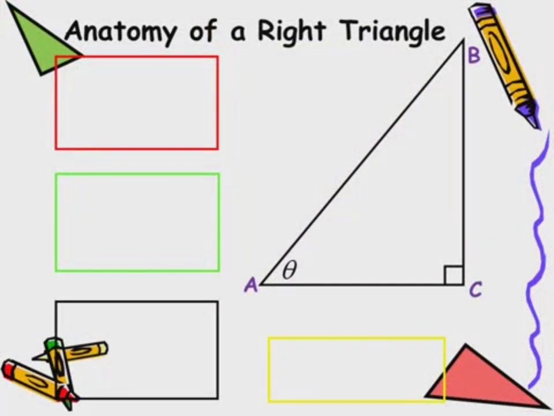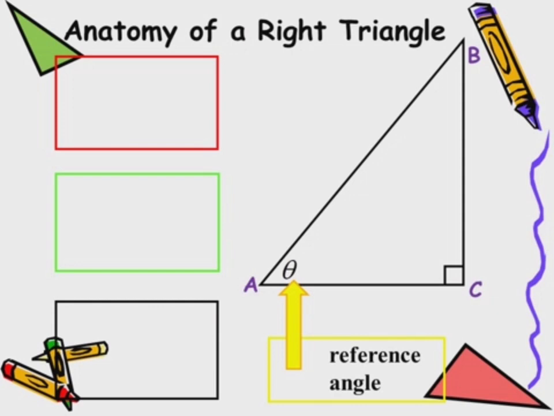For better understanding of this lesson, we are going to study the anatomy of a right triangle. We are going to establish the special names in our right triangle. Let's start by looking at the symbol inside the triangle, as pointed by the yellow arrow, which refers to an angle. This symbol is called theta, a Greek letter that is commonly used to represent an angle. And in this case, this is what we call the reference angle.